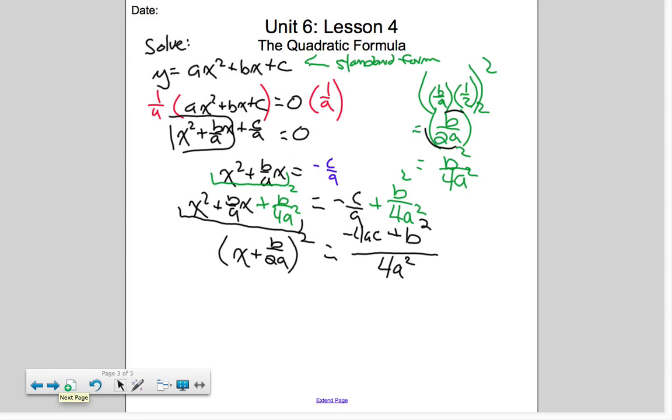So now we got minus 4ac plus b squared all divided by 4a squared on one side, x plus b over 2a quantity squared on the other. How can I isolate for x now? What's that thing that we want to do? Thank you, Christian. So we take the square root of both sides.